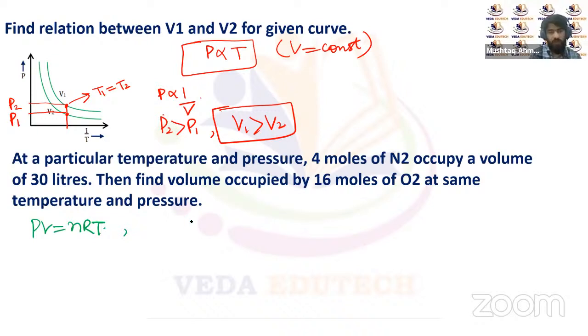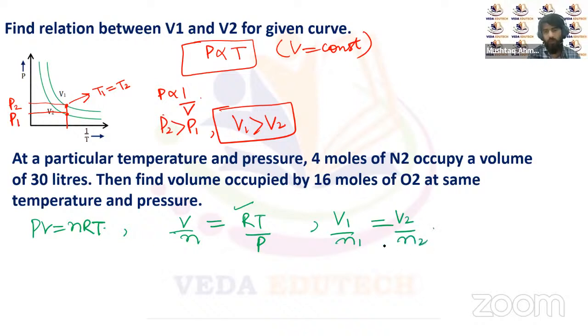So we can write here the equation V upon n will be equal to RT upon P, right? Now the pressure and temperature here are constant. We can write V1 by n1 has to be equal to V2 by n2.